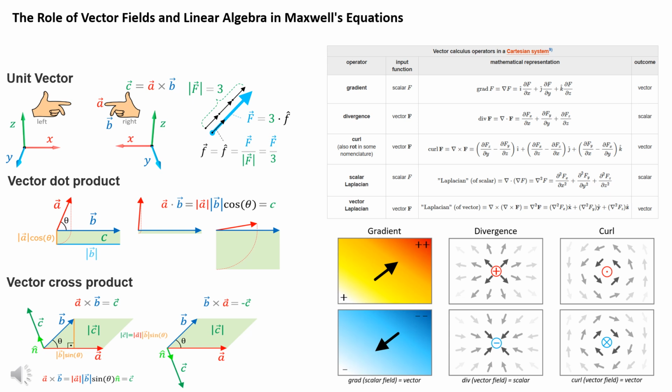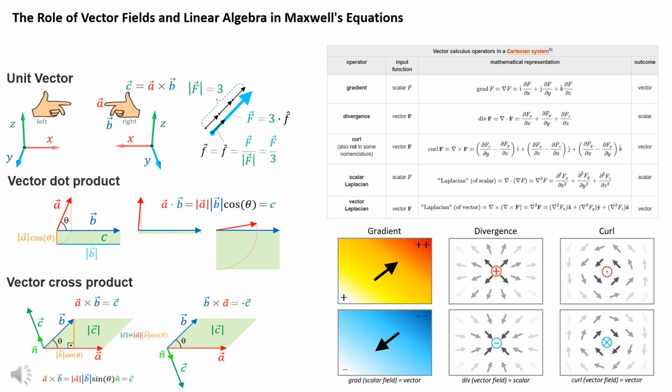Vector fields and linear algebra are indispensable tools for understanding and solving problems related to electromagnetic phenomena, particularly through the application of Maxwell's equations. These mathematical concepts allow for a deeper comprehension of how electric and magnetic fields behave across various physical situations. Vector fields are fundamental in electromagnetism, representing the distribution of vector quantities, such as electric and magnetic fields, across space. These fields are analyzed using key vector calculus operations: gradient, divergence, and curl.